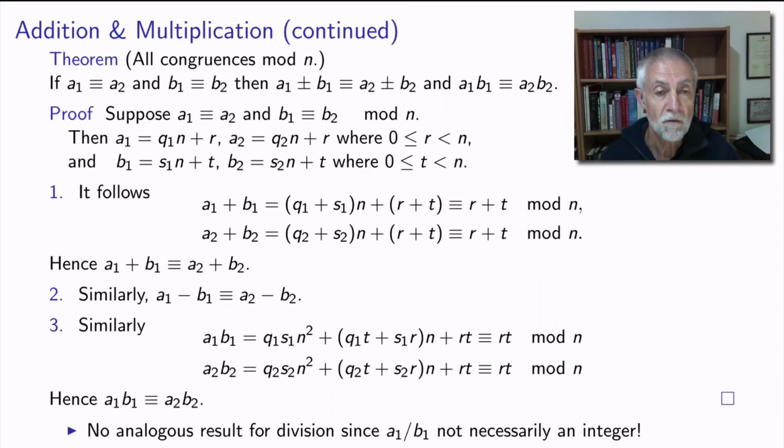And it's probably just worth remarking that there's no strictly analogous result if we're going to use division, because the problem is that a1 over b1 is not an integer. One could formulate a result for division in case, as it turns out, that n is prime, but it's not really worth the effort.